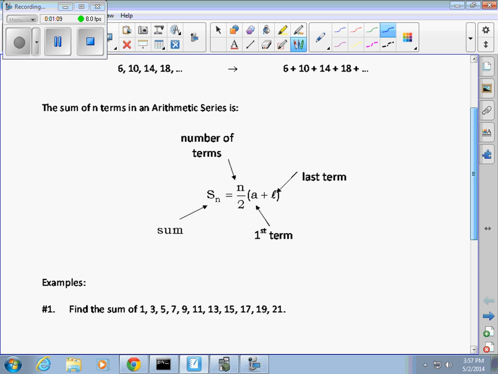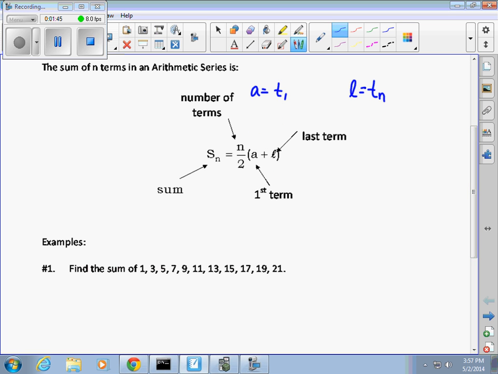So our S stands for sum, n is the number of terms we're looking at. A plus L, A again from the last section is your first term. Remember that A is the same as T1. Your last term sometimes will be written as Tn, so the last term that you're looking for. Either way, it all means the same thing. You're adding your first and your last term, multiplying it by the number of terms divided by 2, and that gives you your sum. So example number 1.